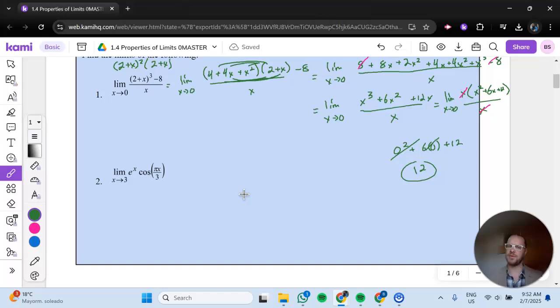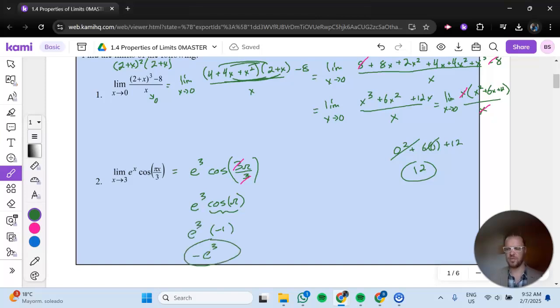All right, next one was a little bit easier here, because when I plug in 3 for this, there is no problem. We're not going to create problems like we did up here, when I plugged in the 0, I ended up getting 0 on the bottom. Here, I can't make this undefined, so instead I'm going to just plug it in. And so it's e to the power of 3 times the cosine of 3 pi over 3. Obviously, those 3's can simplify. And then I'm left with e cubed cos pi. And hopefully you're familiar enough with the unit circle to know that this is negative 1. Therefore, it's simply going to be negative e cubed.